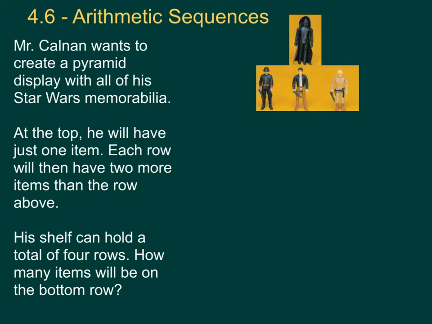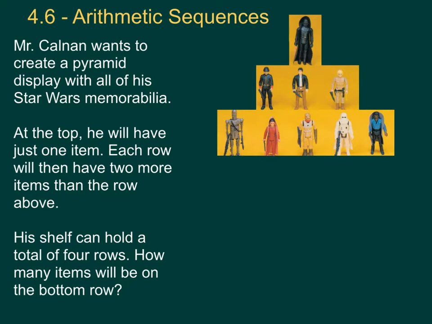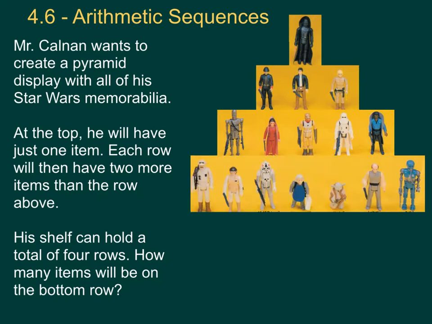Well, this isn't too hard to figure out. We'll just keep on going. We've got 1 here, 3 here. That must mean we need 2 more than 3, which would be 5 on the next row. So now you can see that there's 5 there, and that's our 3rd row. The 4th row must have 2 more than that, so that would be 7. And so there you have it. The bottom row has, as you can see, 1, 2, 3, 4, 5, 6, 7 total items being displayed.